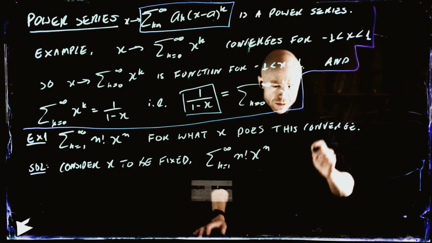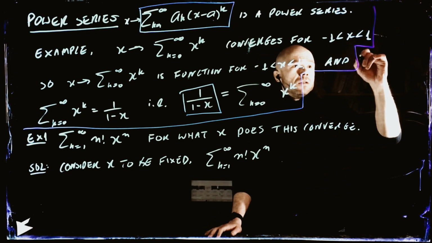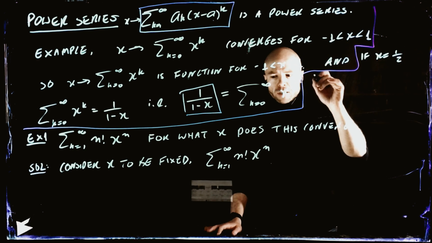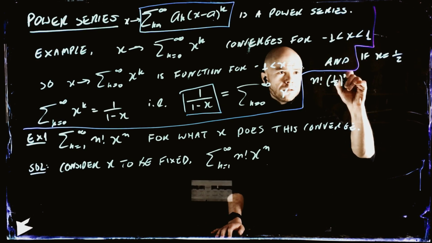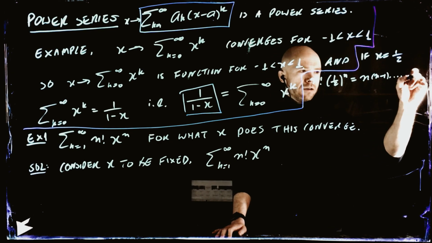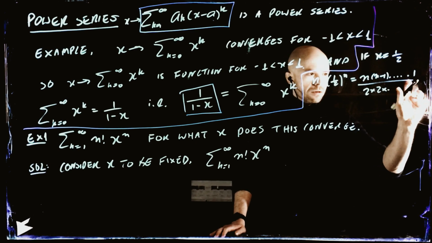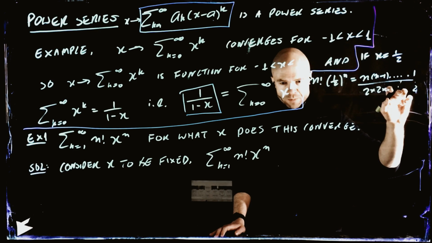Yeah, indeed. So let's put it over here. If we have x equals, say, 1/2, then we're looking at n factorial 1/2 to the n, which is the same as n times n minus 1, and so on, all the way to 1. Do that again. This is 2 times 2 times 2, all the way down to here. So the numbers on the top are way bigger than numbers on the bottom. Yeah, so we wouldn't expect this to converge. See what I mean?